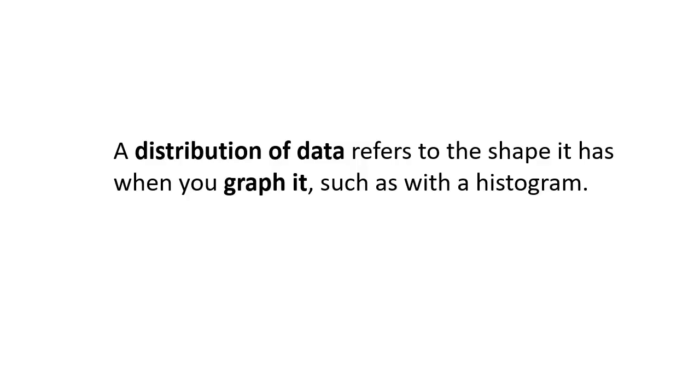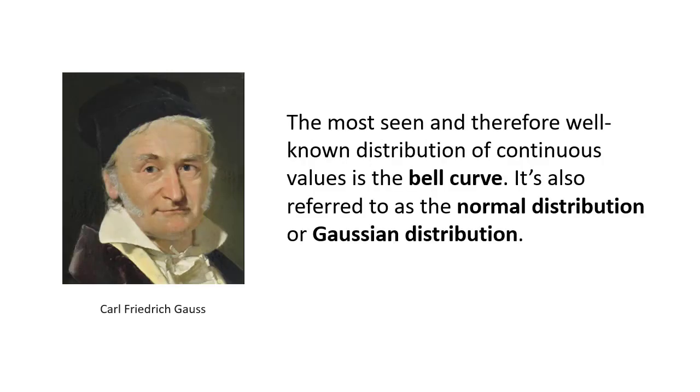A distribution of the data refers to the shape it's in when you graph it, such as a histogram. The most commonly seen and therefore well-known distribution of continuous values is a bell curve. It's also known as a normal distribution, because it's the distribution that a lot of data falls into. It's also known as the Gaussian distribution, more formally named for Carl Friedrich Gauss. Therefore, you'll see references to data being normally distributed, or Gaussian, which are interchangeable, both referring to the same thing, that the data looks Gaussian.